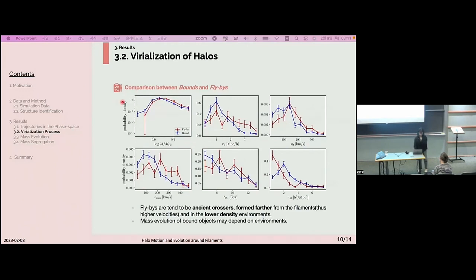But if you see the first panel here, this is the mass accretion distribution after the first inflow. So this quantity is how much mass a halo has lost or gained after the first inflow. If you see this distribution, you might notice that flybys are almost always gaining their masses after their first inflow, but bound halos can gain mass or lose mass after the first inflow. So the mass evolution of bound halos is determined by other parameters.